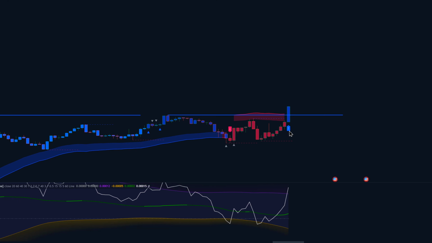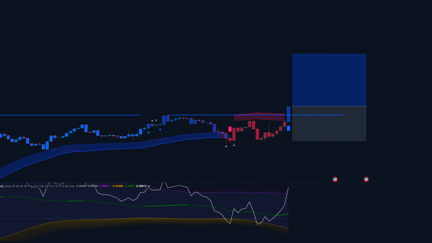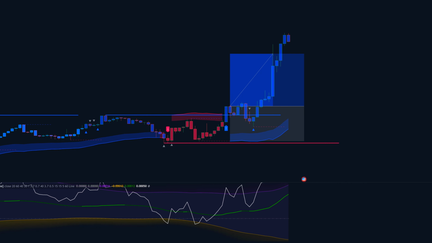All our entry conditions are met here, so we take a long position. The stop loss goes right under the most recent swing low, but for the take profit, well, we're going to target a risk-reward ratio of 1 to 1.5, letting the trade run, and it was profitable.